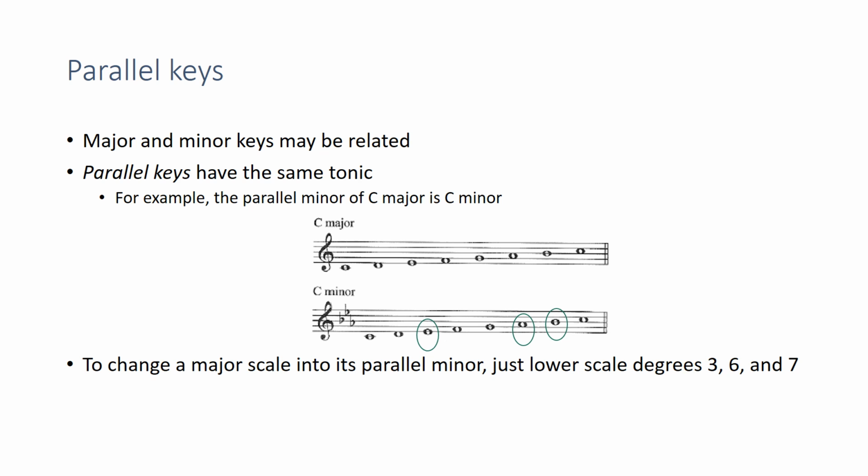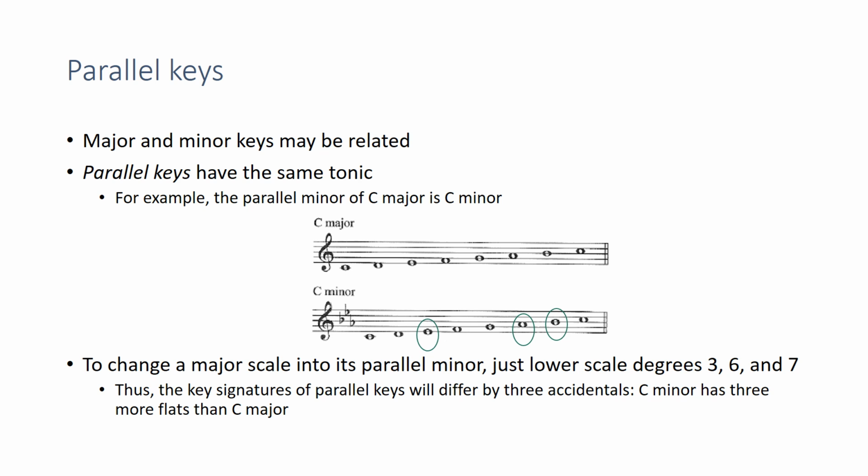You can do that with any major scale. Lower the scale degrees 3, 6, and 7, and you'll have the parallel minor. And in the other direction, if you have a minor scale and you raise scale degrees 3, 6, and 7, you have the parallel major.